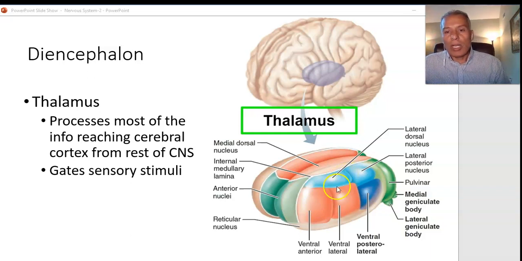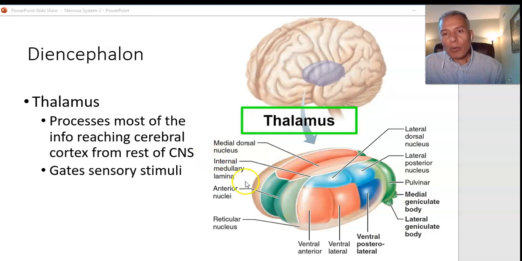Some children have difficulty with this. Sometimes there's so much noise coming in, they close their ears. They just can't take it because their thalamus cannot do it for them. It can't fine tune. It can't soften the noises, for example, for them like it should. So it gates sensory stimuli.